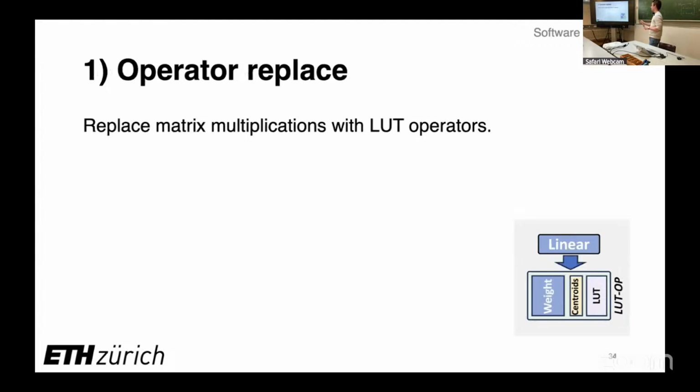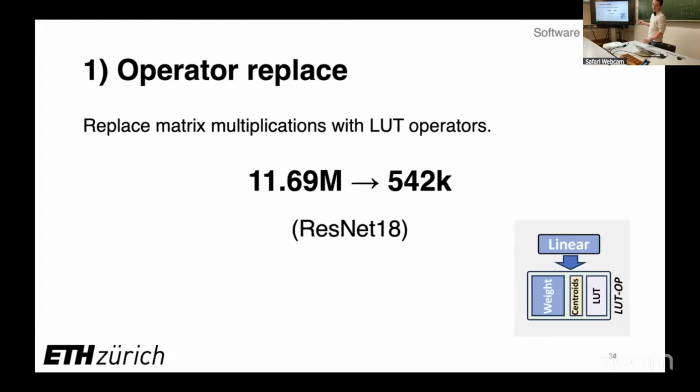So this one is very simple. You just replace the multiplications with lookup tables, but this gives a very, very significant reduction in the footprint of the model. And this is what they wanted to achieve. In this case, on the CNN ResNet 18, they have a roughly 20x decrease in model size. So they reached that goal.